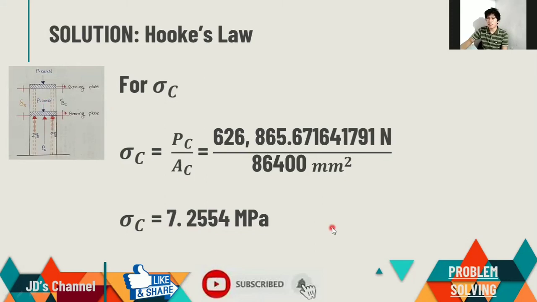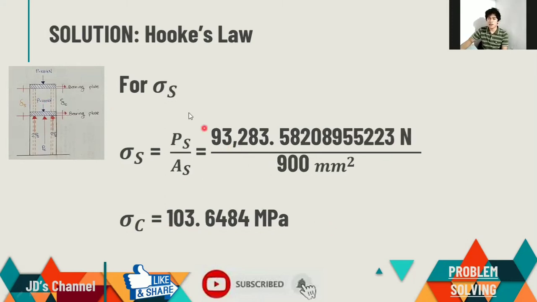Okay? So, for the steel naman, stress for the steel. So, we have this PS over ng AS. So, yung PS natin, which is 93,283.5820 8955 223 Newton over na 900 mm squared. Again, Newton over mm squared is MPa. And then applying the operation, we have 103.6484 MPa. And so, sorry, that is sigma S, okay?